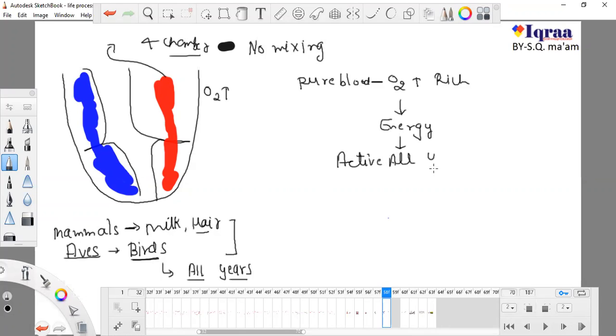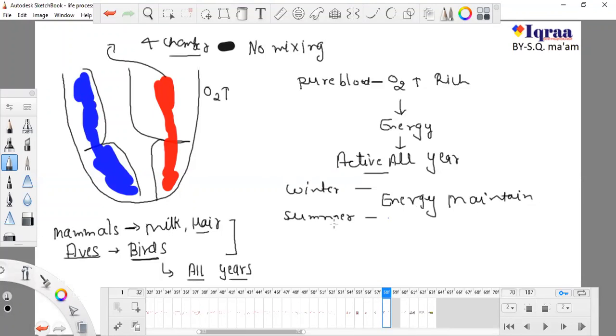What is the meaning of being active all year? Think that if there is much winter, or if there is much summer, we need energy to maintain our body temperature. To maintain our body temperature we need energy.